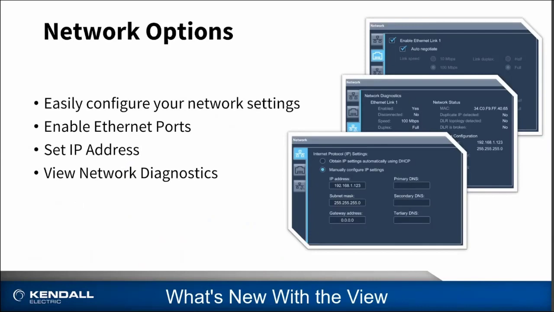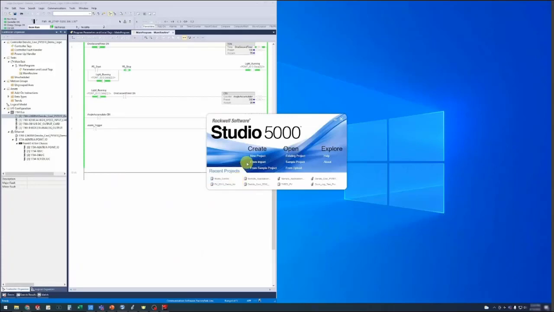One of my favorite features is the built-in network options. Out of the box, you can power it on, go into the settings, and find or set your IP address. You can do this in just minutes with no need to close your running program. So here I've moved over to my desktop so I can show you how quick and easy it is to get up and running with a PanelView 5000.